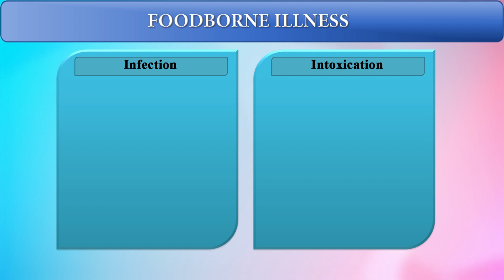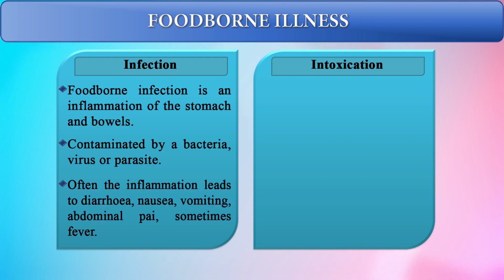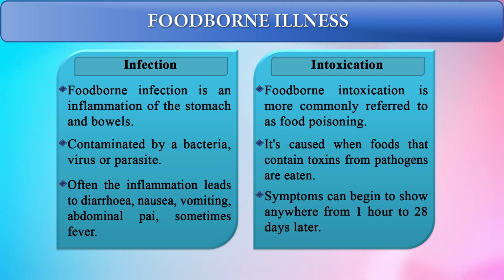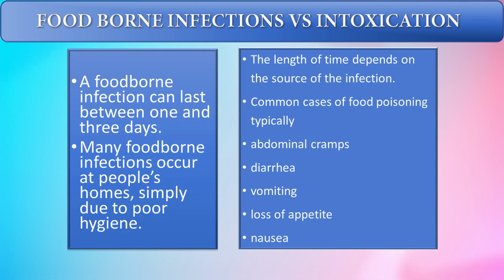The difference between infection and intoxication is that foodborne infection is an inflammation of the stomach and bowels contaminated by bacteria, virus or parasite, and often the inflammation leads to diarrhea, nausea, vomiting, abdominal pain and sometimes fever. Now come to intoxication. Foodborne intoxication is more commonly referred to as food poisoning. It is caused when food that contains toxins from pathogens is eaten, and the symptoms can begin to show anywhere from 1 hour to 28 days. A foodborne infection can last between 1 and 3 days. Many foodborne infections occur at people's homes simply due to poor hygiene. The length of time depends upon the source of the infection.